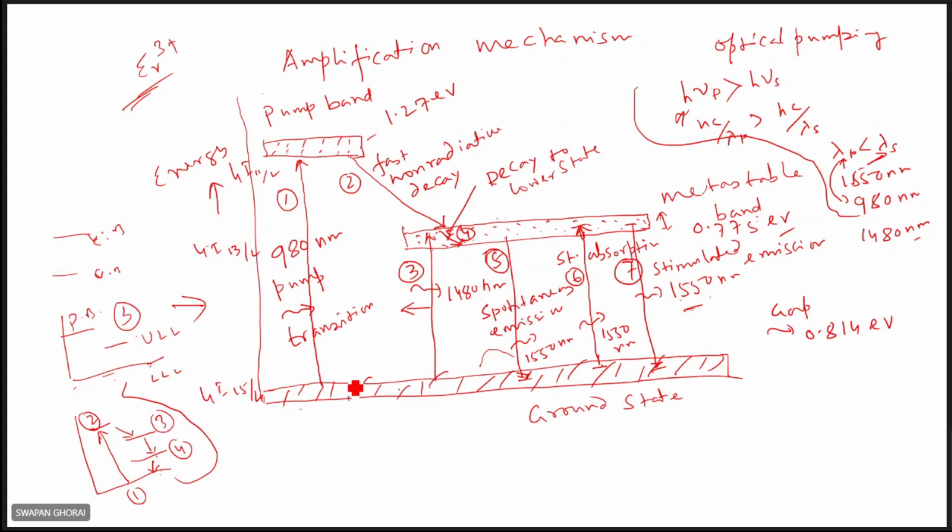Here, if you see the transitions, several transitions are there. Initially, when the pump source is used, I'll show the architecture. Then you see that when the pump energy is used, electrons will be excited to the pump energy levels, from the ground state to the pump band. The band gap is 1.27 electron volt, and here in this case it is slightly different.